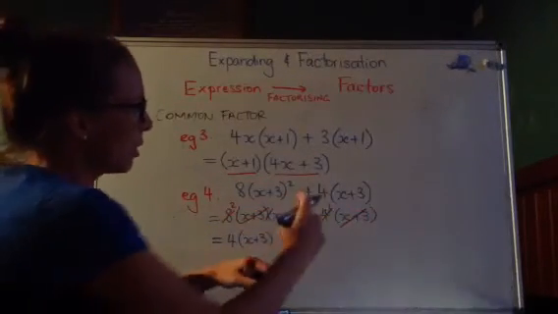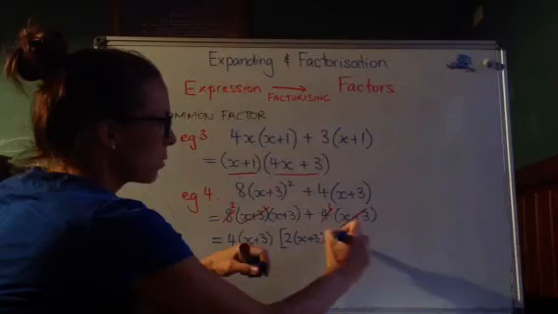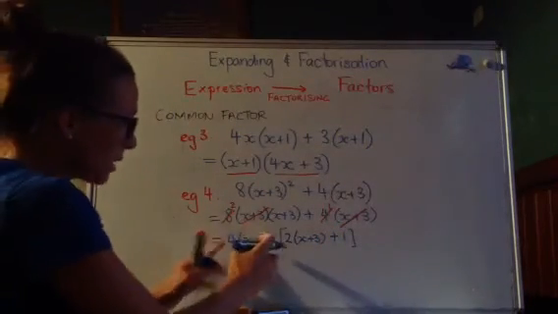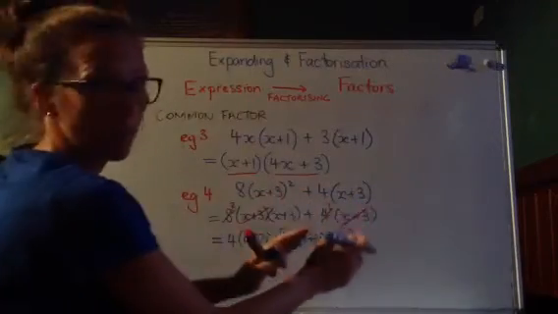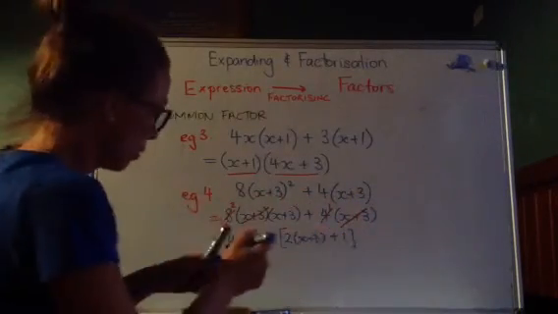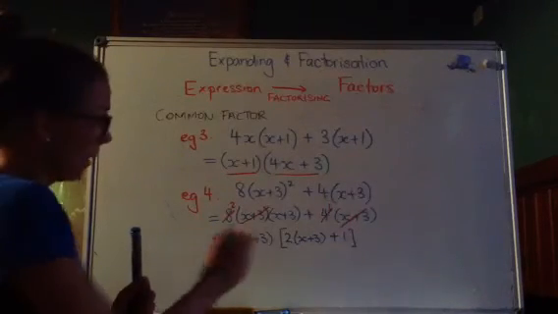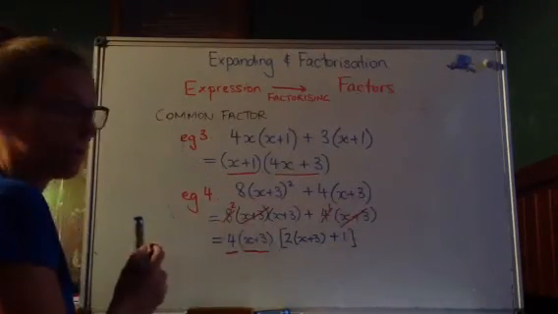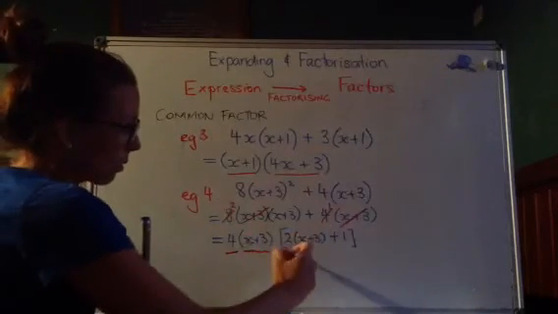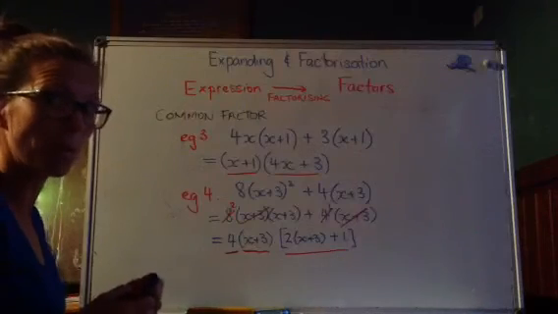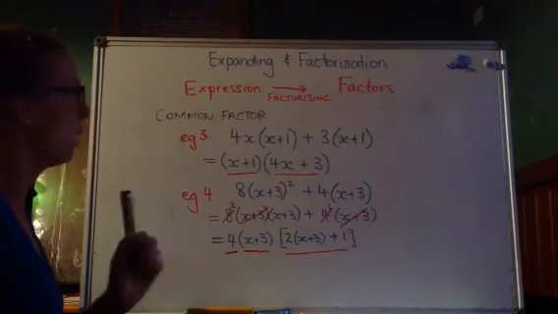On the second term, the only thing I've got left is plus 1. And I do have to put that plus 1 in because it was 4(x + 3) times something to get that bit, and it was times by 1. So now I've got 3 factors. 4 is a common factor. X plus 3 is a common factor. And my final thing is this 2 open bracket x plus 3, close bracket, plus 1.